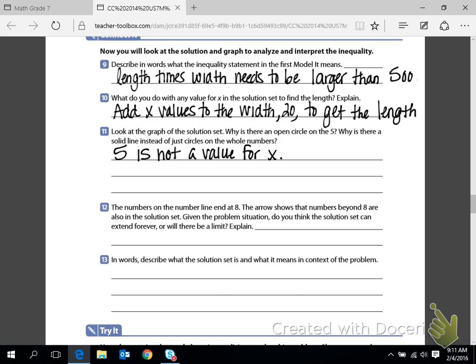Then we're going to answer the question, why is there a solid line instead of just circles on the whole numbers? The fact that we have a solid line means that any number that is greater than 5, including decimals, including fractions, can be a value for x. So the line represents any number that falls between the whole numbers.